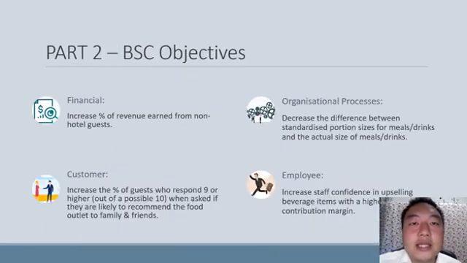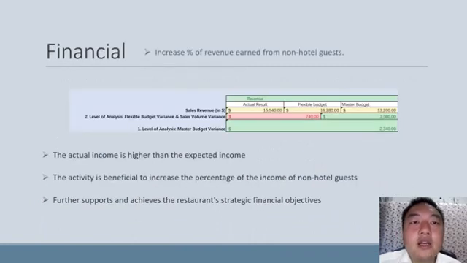Let's look at the second part. Firstly, through the data in this table, we know that actual revenue was higher than expected, and this indicates that the campaigns contribute to an increase in the percentage of non-hotel guest revenue. This supports and achieves the strategic financial objectives of the restaurant.